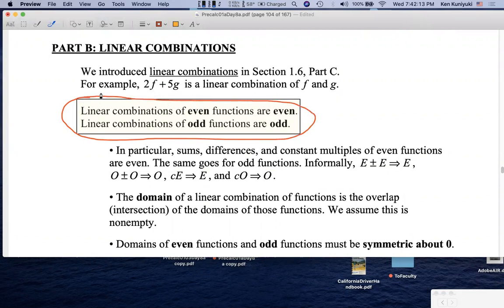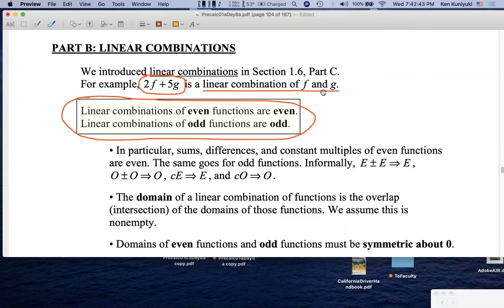What's an example of a linear combination of two functions f and g? Here's an example: 2 times f plus 5 times g. That's an example of a linear combination of f and g. Anytime you have a number times f plus a number times g, that function will be a linear combination of f and g. In fact, the zero function is always a linear combination.